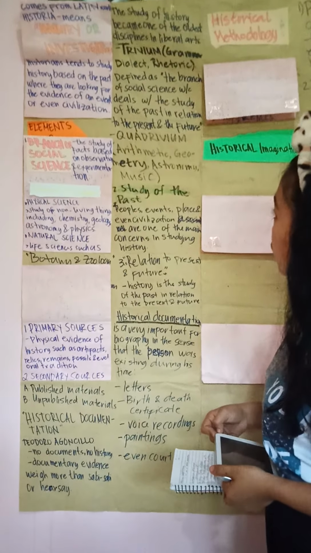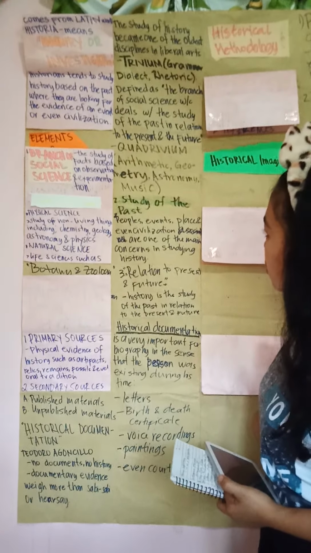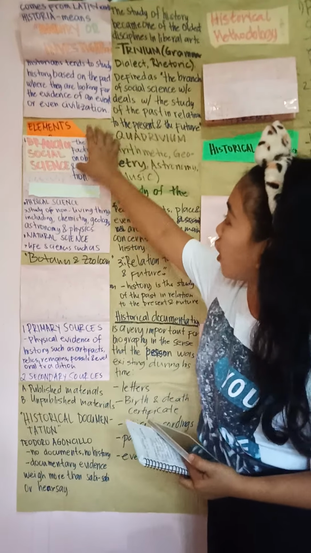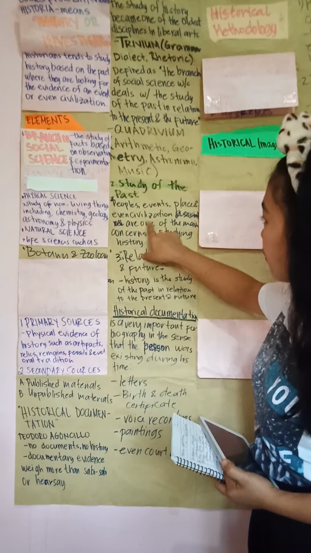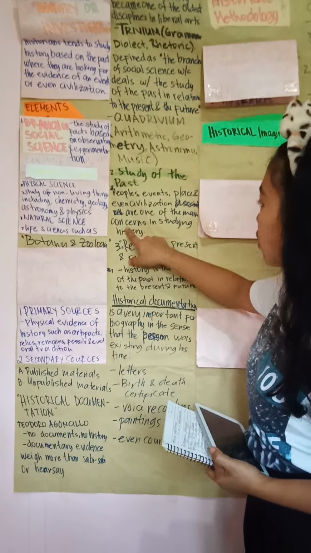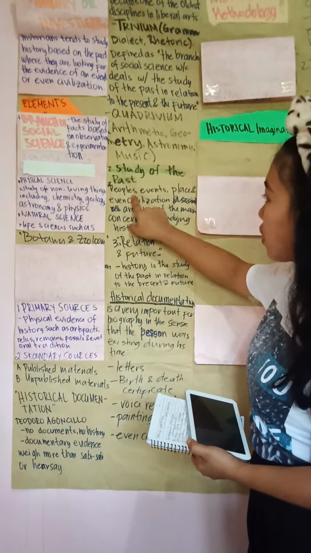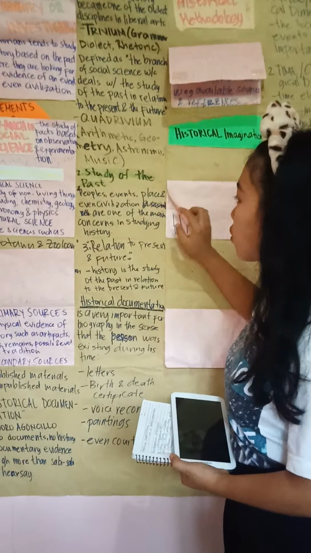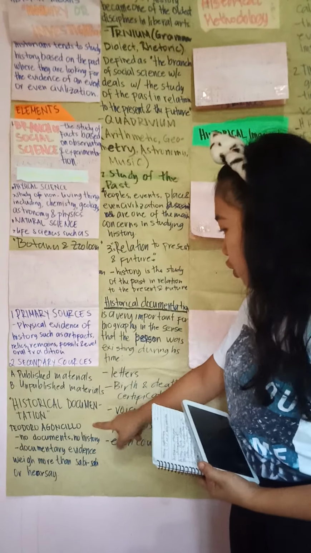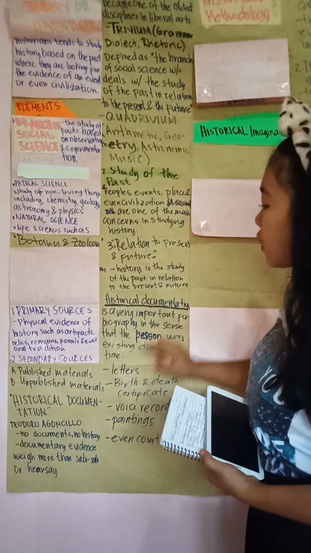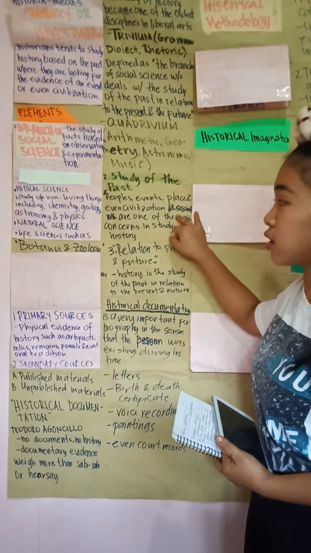But before that, we should study the tree. First, the elements. The second is the study of the past. People, events, places, and even civilizations are among the main concerns in studying history. Kailangan nga nating malaman kung sino nga ba yung taong yun, kung anong naganap doon at anong lugar o ano nga ba talaga yung nangyari sa history na yon. Kagaya nga dito ni Teodoro Agoncillo sa historical documentation, wala siyang documents, no history, hindi natin siya kilala.